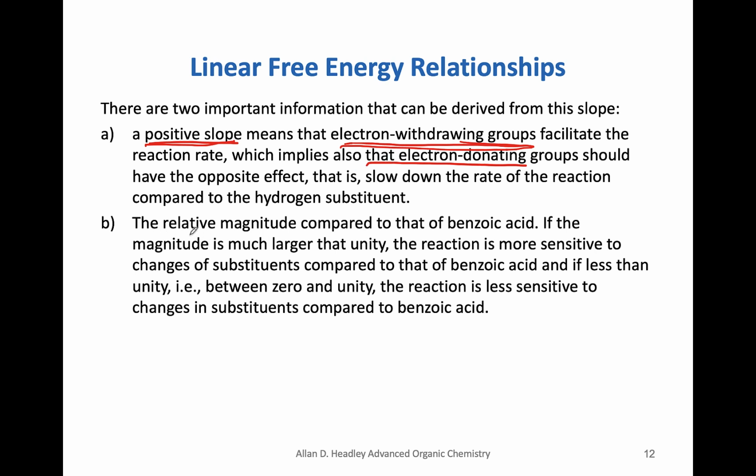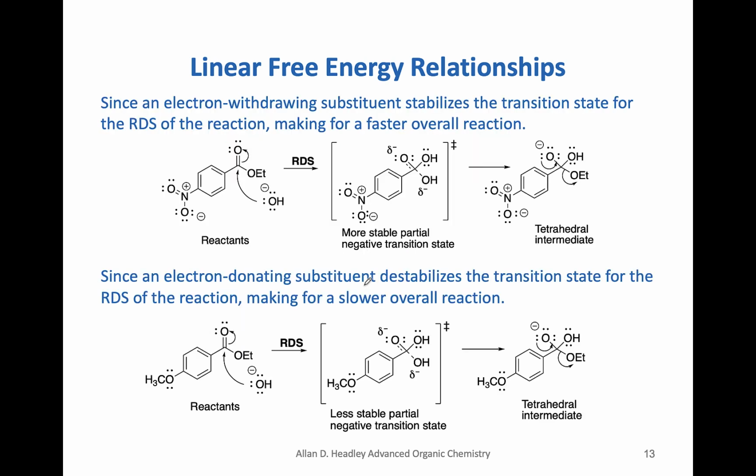The other aspect here is the magnitude of the slope. You may recall for benzoic acid it was unity, 1. So if it's greater than unity, it means that it is more sensitive to changes in substituent compared to benzoic acid. If it's between 0 and unity, it's not as sensitive. Okay, so let us see if we can apply this concept here.